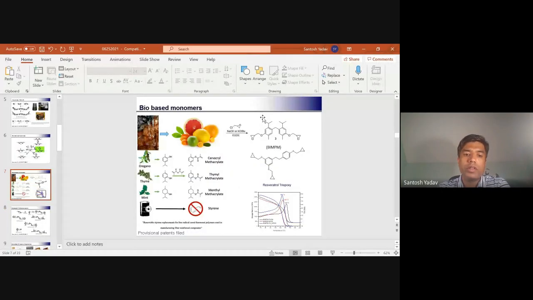Here is another project we are working on, where we are developing epoxy polymer, taking some plant-based chemicals and converting them to epoxy material. You can see here this structure is resveratrol. We developed a tri-epoxy material, which is a very high performance material. You can see here we were able to get a 146 degree Tg for this particular material.